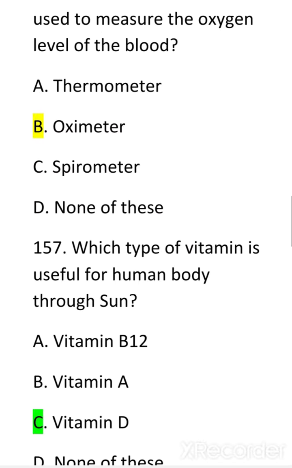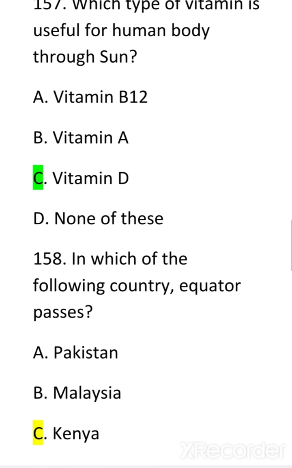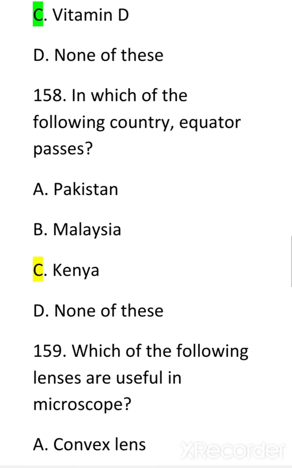Question number 157. Which type of vitamin is useful for human body through sun? Option A, vitamin B12, B, vitamin A, C, vitamin D, D, none of these. Correct option is C, vitamin D. Question number 158. In which of the following country equator passes? Option A, Pakistan, B, Malaysia, C, Kenya, D, none of these. Correct option is C, Kenya.